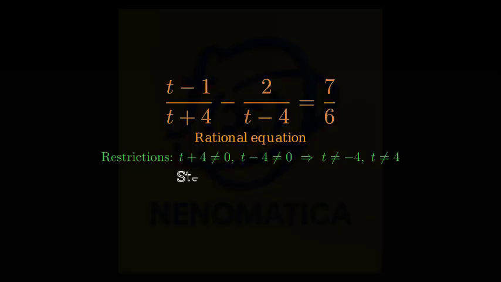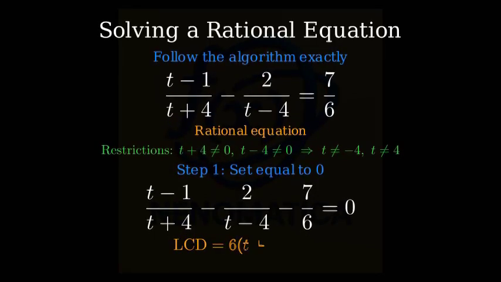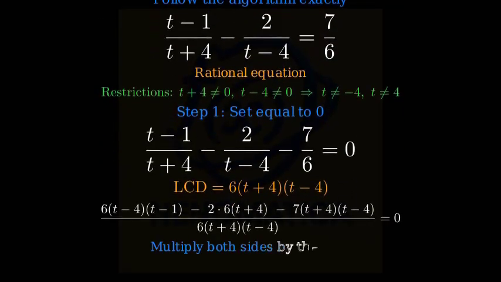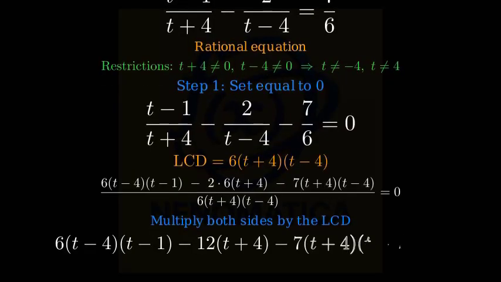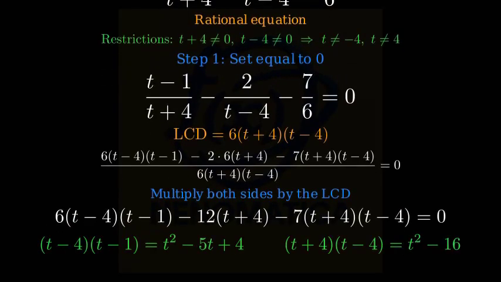Step 1. Move every term to the left side, so the equation equals 0. Step 2. Clear denominators by multiplying both sides by the least common denominator, 6 times (t plus 4) times (t minus 4). This removes the fractions in one move. Step 3. Expand the products. First, (t minus 4) times (t minus 1) equals t squared minus 5t plus 4.